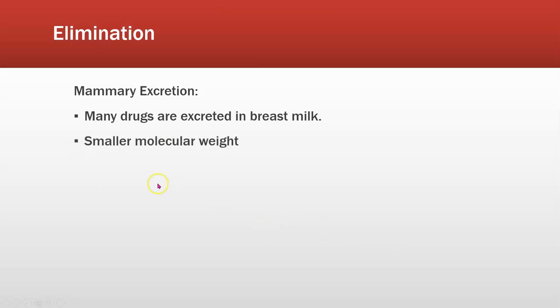So when we talk about mammary excretion, many drugs are excreted in breast milk. So you always want to check pregnancy categories, and I will go over that in a different lecture, but you want to check pregnancy categories when you're prescribing to mothers who are pregnant, because if they're breastfeeding, they could be passing that drug to the baby. A drug that has a smaller molecular weight and is lipid soluble is also able to be excreted from the mammary glands. Breast milk is acidic.